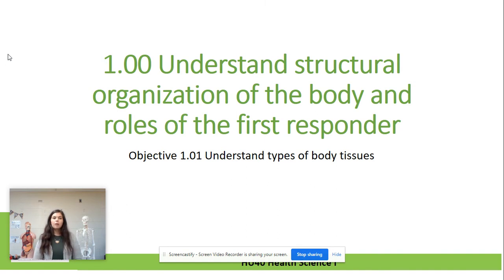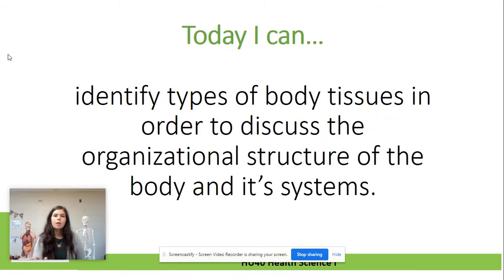Today we're going to be talking about Standard 1, which is Understand Structural Organization of the Body and Roles of the First Responder. We're also going to be talking about Objective 1.01 specifically today, which is Understanding Types of Body Tissues. So the first thing I want you to take note of is our I can statement for today.